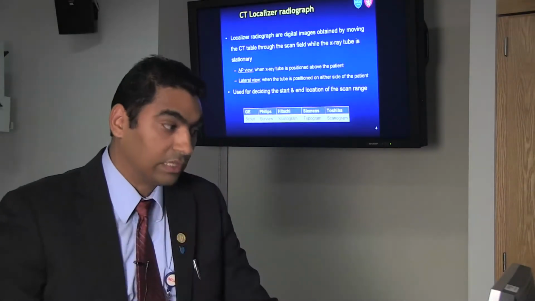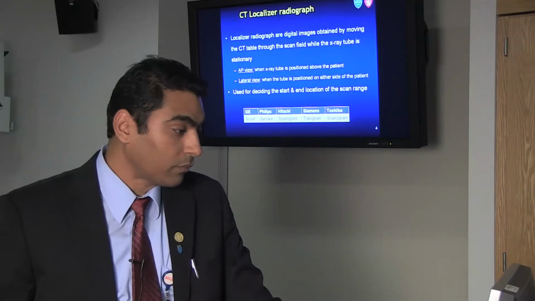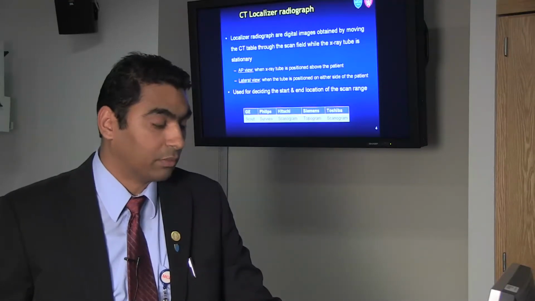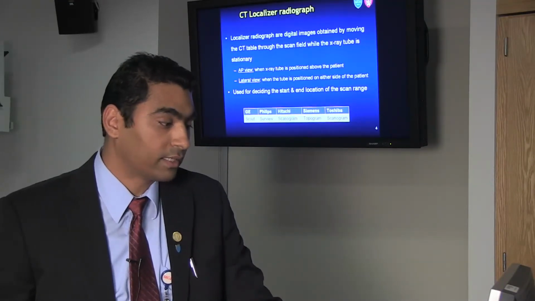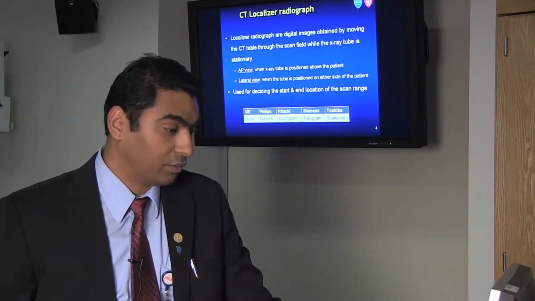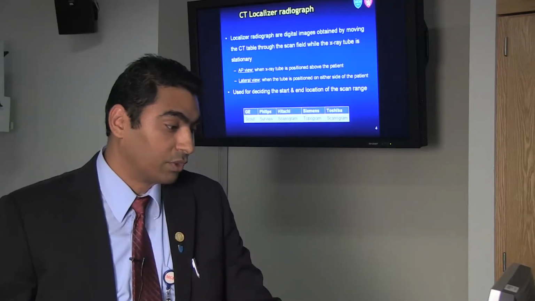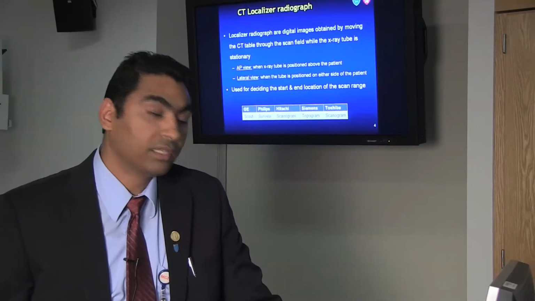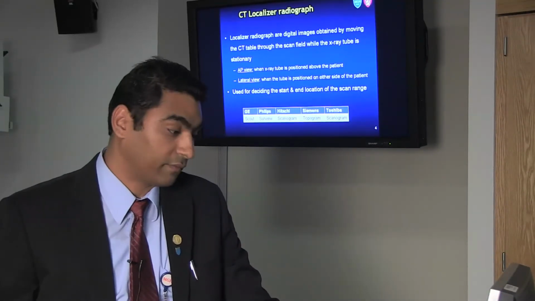So let's start with the CT localizer radiograph. A very simple parameter, which is digital images obtained by moving the CT table through the scan field while the X-ray tube is stationary. We have an AP view, or anterior posterior view, when the X-ray tube is positioned above the patient, and we have a lateral view where the tube is positioned on either side of the patient, which could be right or left.